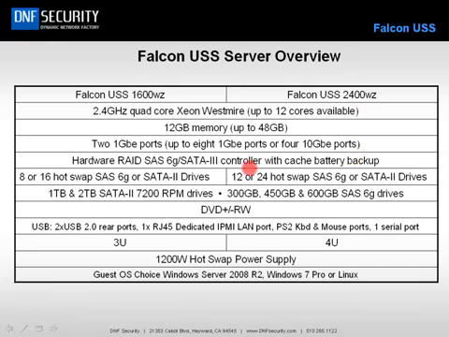Let me back up. I earlier mentioned the 1600 was a 3U 8 or 16 drive configuration, and the 2400 is a larger chassis. It's a 4U chassis, and it supports up to 24 drives. Again, mix or match, SAS 6G, SATA 2 or SATA 3 drives.